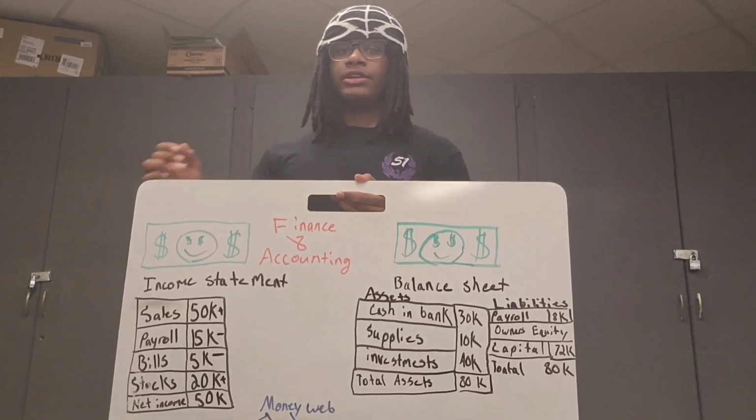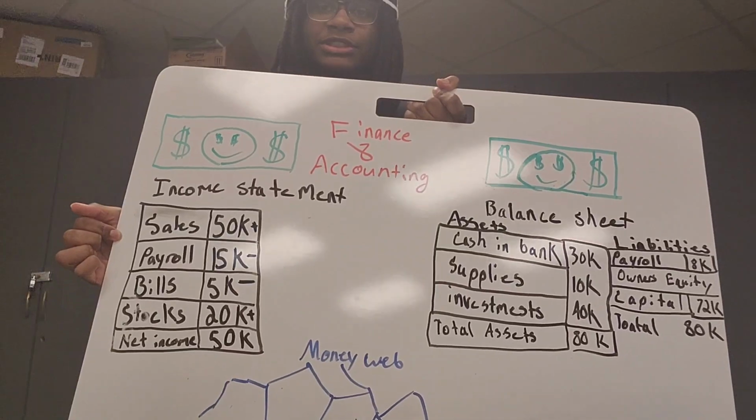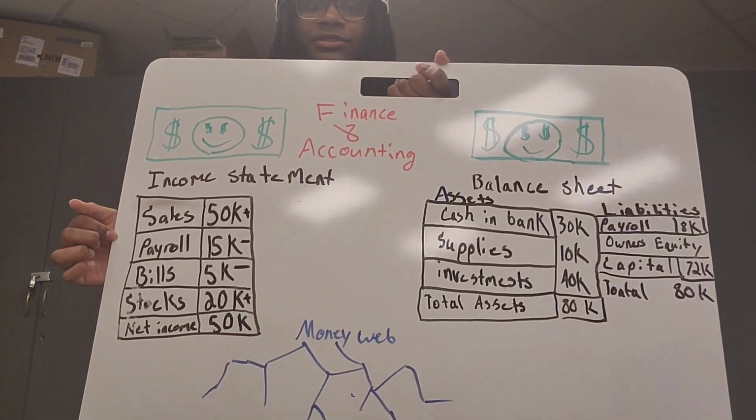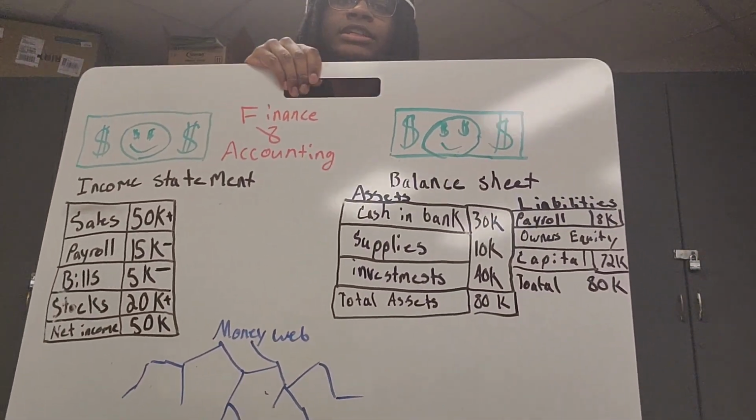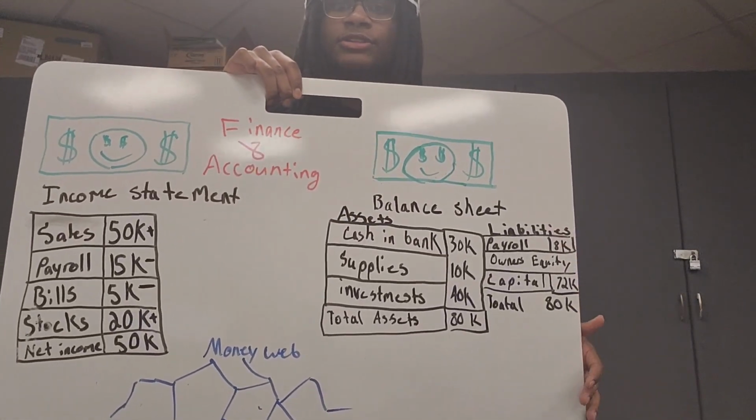And then here is a depiction of an income statement sheet. It might be backwards for you guys, but here's one. And then here is a balance sheet, depicting liabilities, assets, and owner's equity.